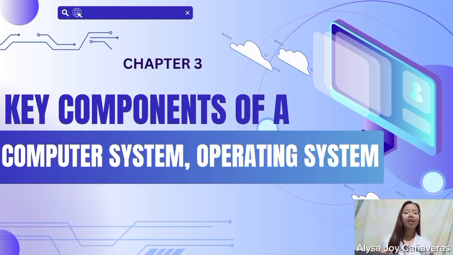So in this chapter, we will be discussing the key components of a computer system, particularly the operating system. I will be discussing what a computer system is all about, and later on, my group mates will be discussing the divided parts I have given to them. We will begin with the introduction.